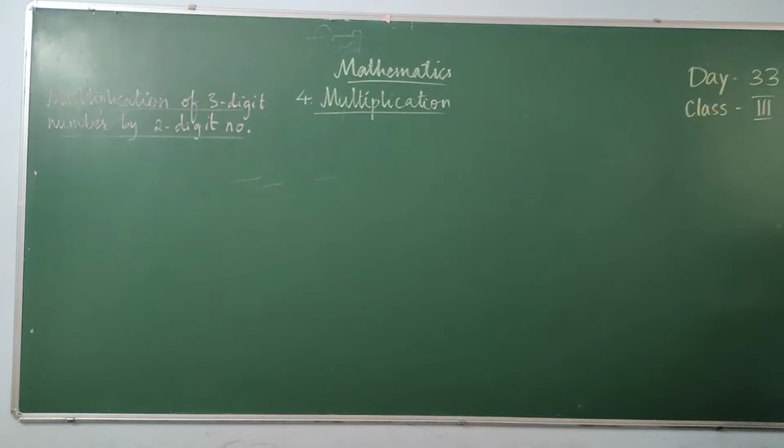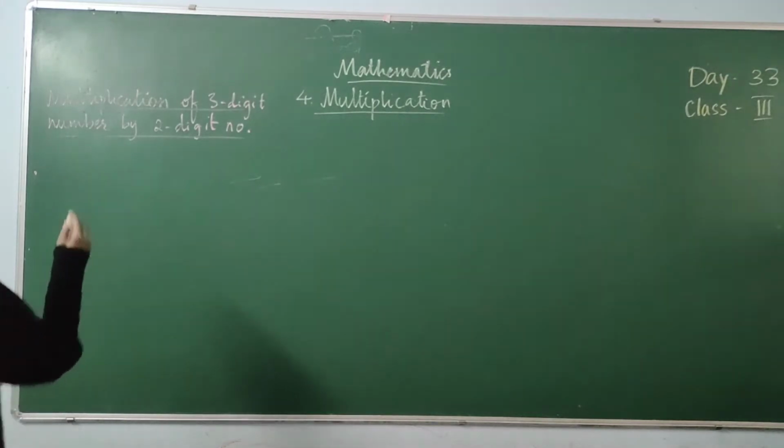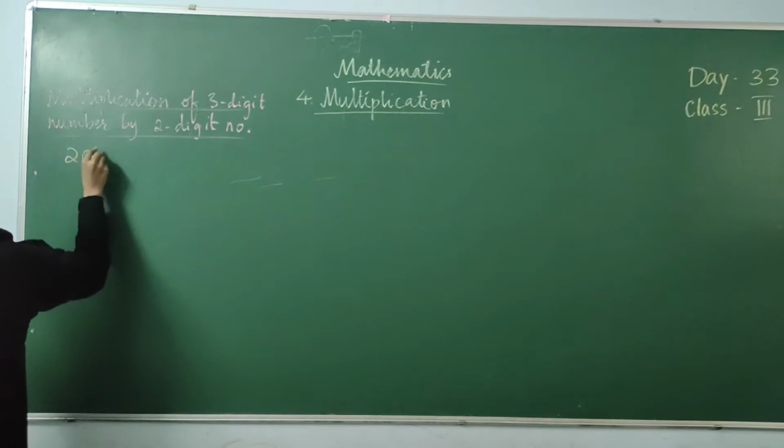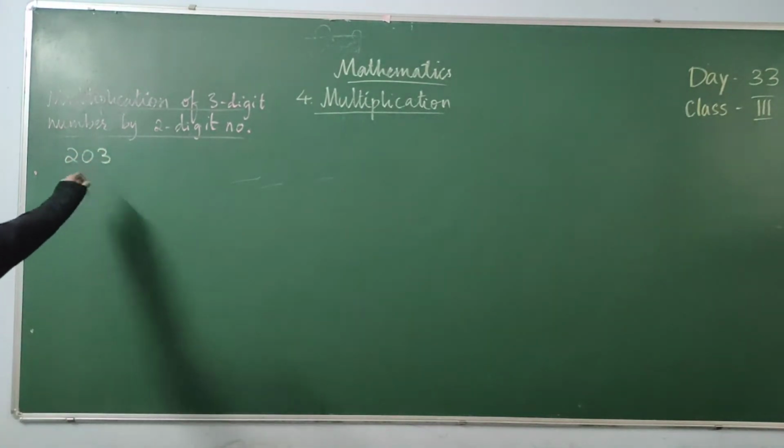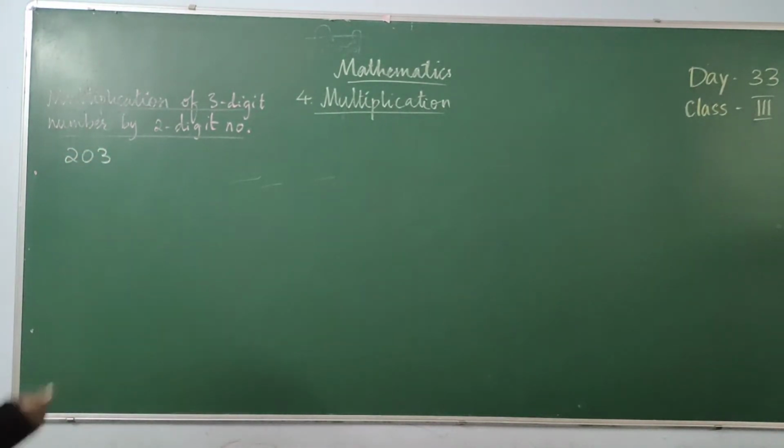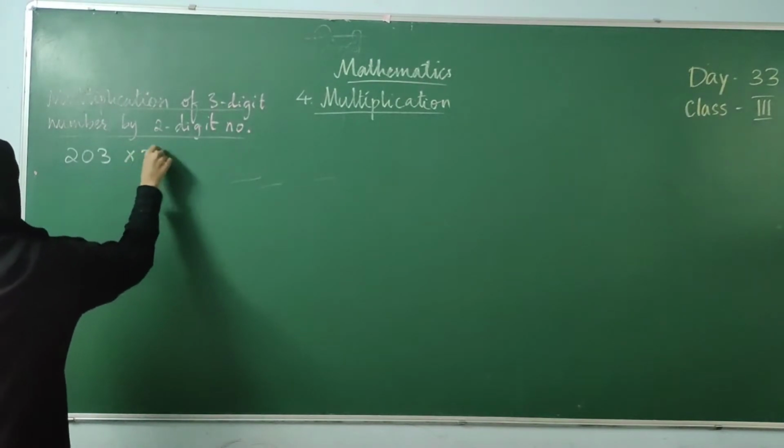It is just similar to the last video of maths. In the last video we did multiplication of a 2-digit number with a 2-digit number only. Today we'll do multiplication of a 3-digit number with a 2-digit number. So first I'll put down one example. We'll multiply a 3-digit number, that is 203, with a 2-digit number, that is 34.